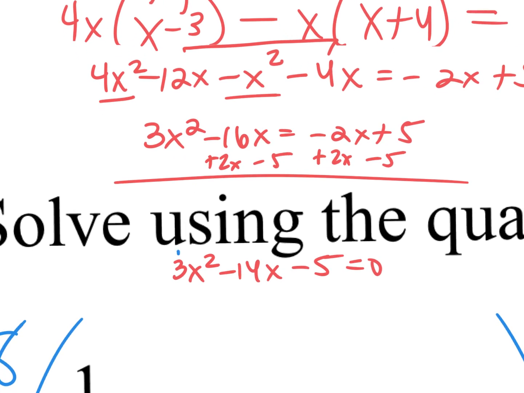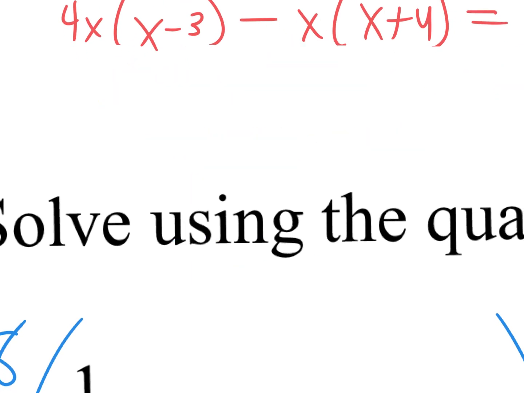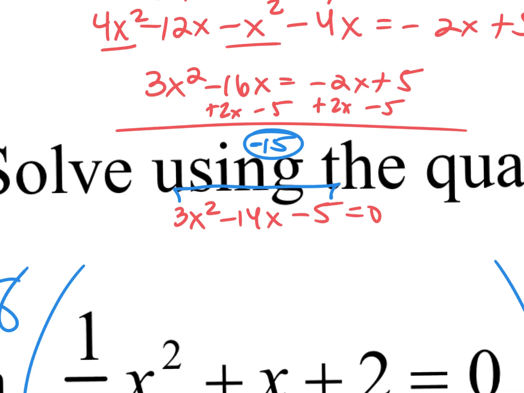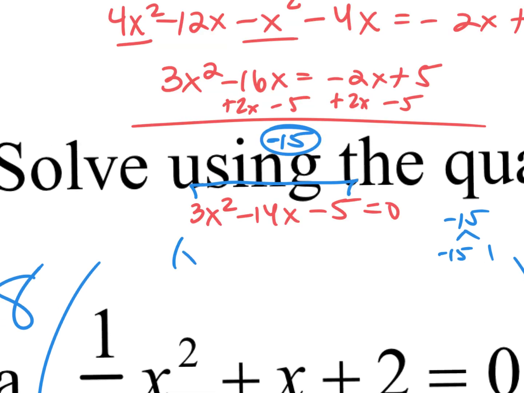Let's try to factor. So I have 3 times negative 5. What are the factors of negative 15 that'll multiply to give me negative 15, but add to give me a negative 14? Negative 15 and 1. Now, Yara, how do you like to factor? My way with the dividing by the a term? Okay. So I have x minus 15 times x plus 1.